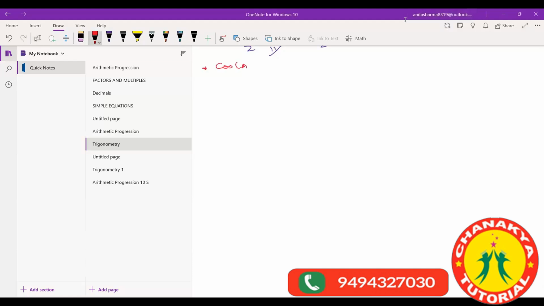See, cos A plus B is given as 0. So at which angle is the value of cos 0? 90 degrees, right?